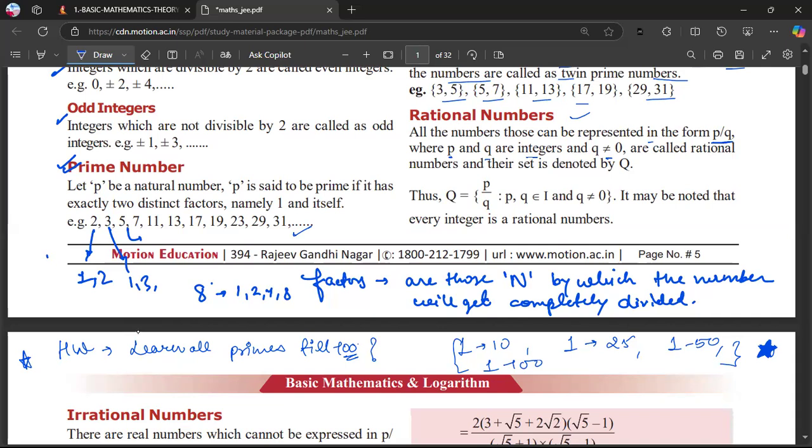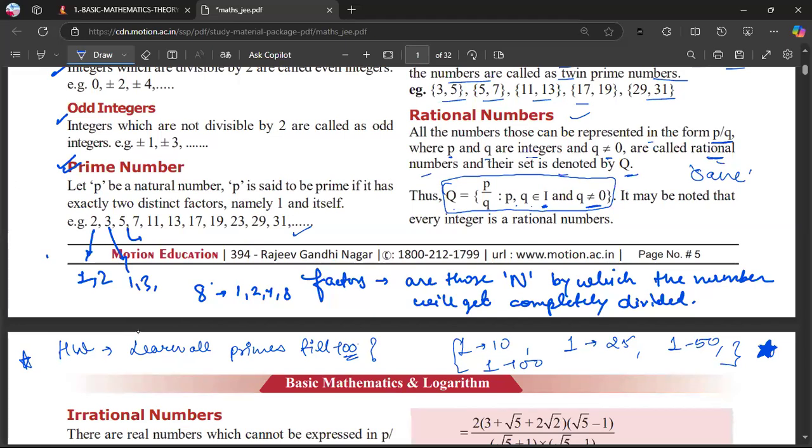Zero is also an integer, but the denominator should not be zero, otherwise it becomes infinity or an undefined number. Rational numbers, and the set is denoted by Q. Let me repeat: any number that can be represented in the form of P upon Q, where P and Q both are integers and Q must not be zero, is known as a rational number. Clear?